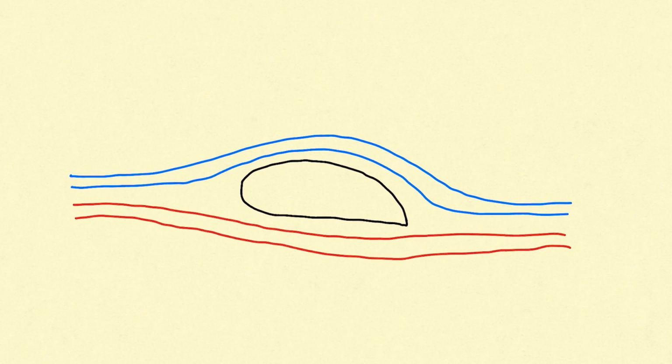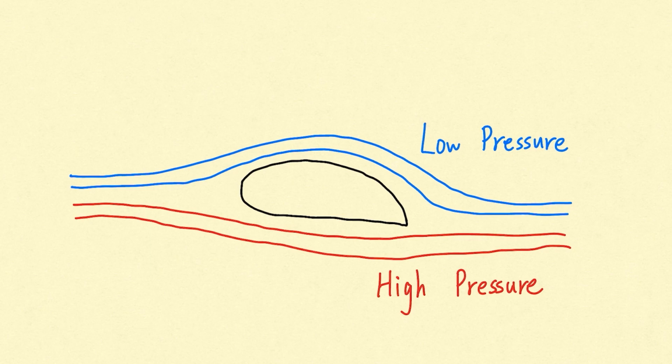The shape of the airfoil creates a region of reduced pressure above the wing and comparably higher pressure beneath the wing. This pressure differential leads to a resultant force exerted on the wing, propelling it upwards. Thus, we refer to this upward force as lift.